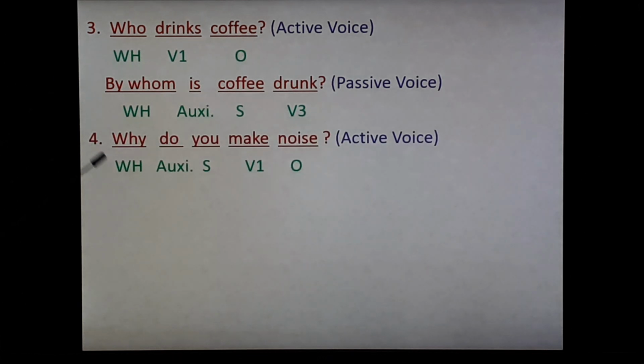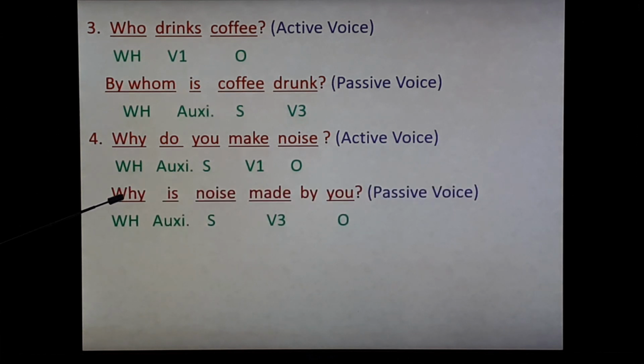Next, why do you make noise? So here find subject, verb, object. Why is given, WH. Do, auxiliary verb. You, subject. Make, V1 form. Noise, object. Okay, this sentence is given in simple present tense. Why? Because do is given. After that, active voice. Is by given? No. Is V3 form given? No. That's why active voice. After that, we will turn this to passive.